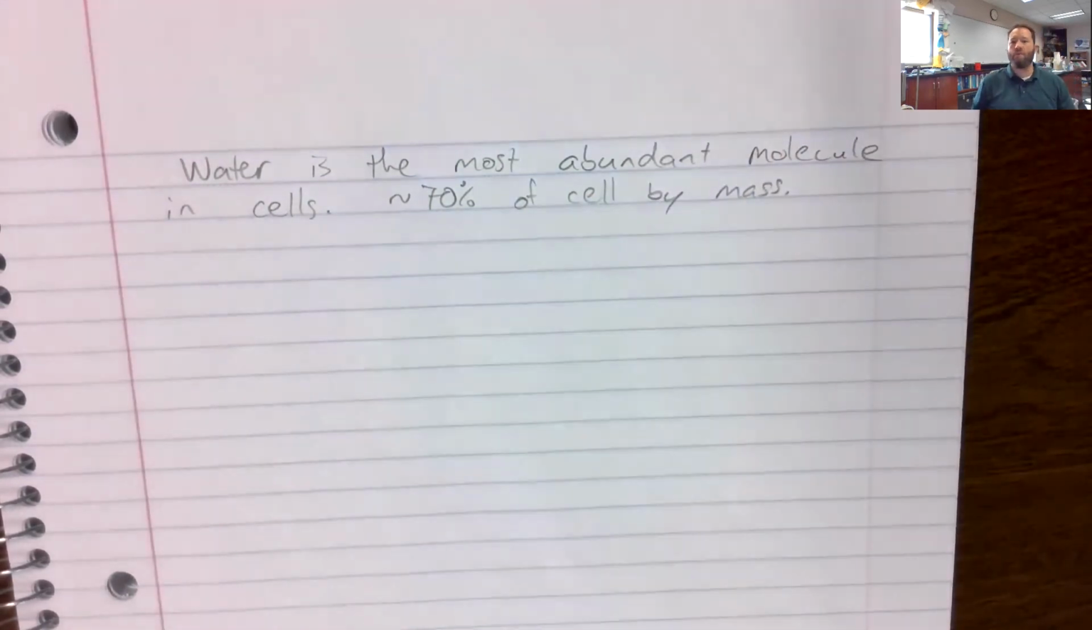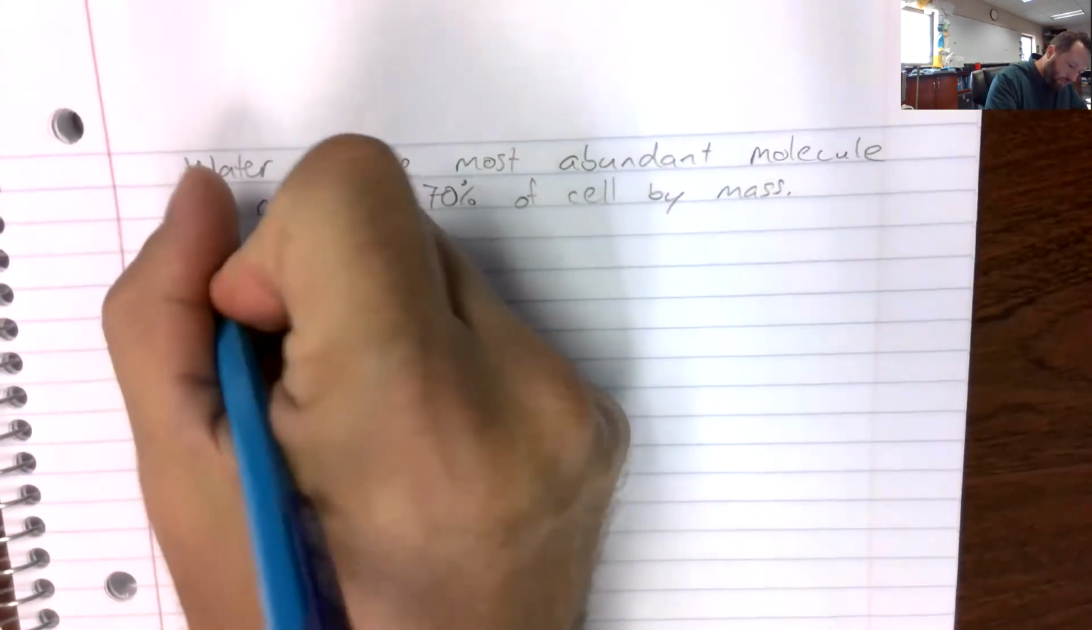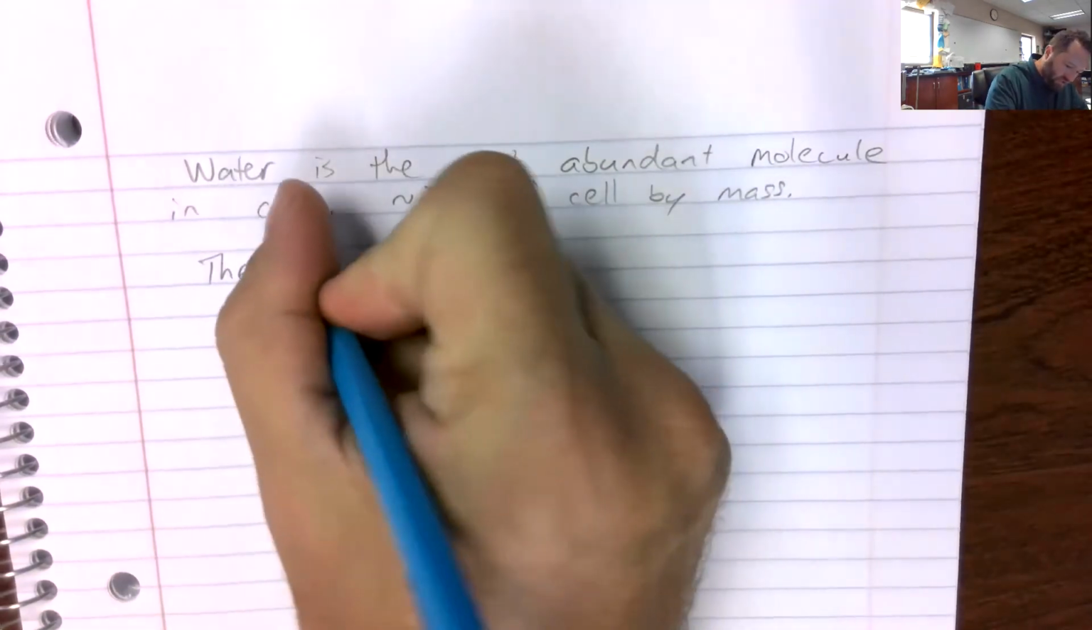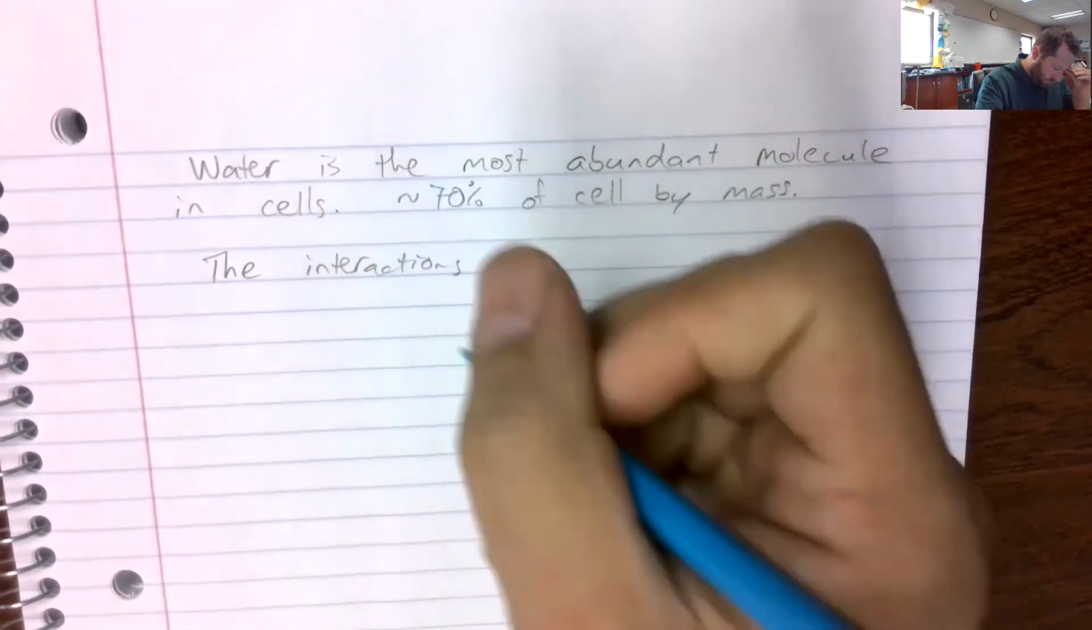So water is a very abundant molecule. It is the most abundant molecule in cells. You can take a look at any cell anywhere that we know of. Roughly 70% of that cell by mass would be water. So water is incredibly important in biology. As we talk more and more about cells, a lot of what we're talking about are the interactions that the different parts of these cells have with water.